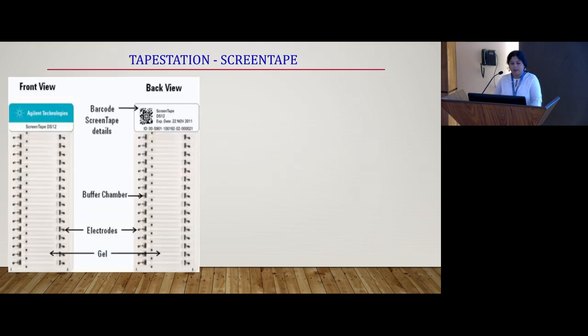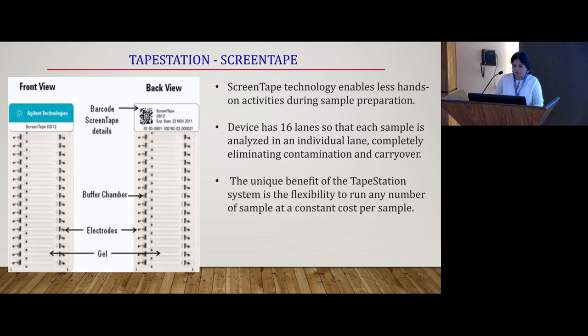So this is the overview of a ScreenTape, a front view and a back view, having a barcode which will give you detailed information on the traceability of your results. It has pre-filled reagents like buffer, electrodes and gel. So there is no need for sample preparation, as it is already a pre-filled cartridge. ScreenTape technology enables less hands-on activity during sample preparation.